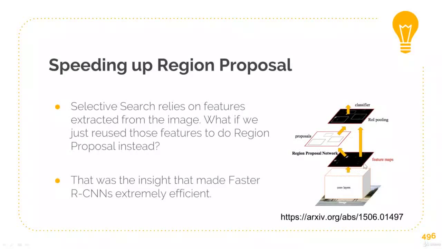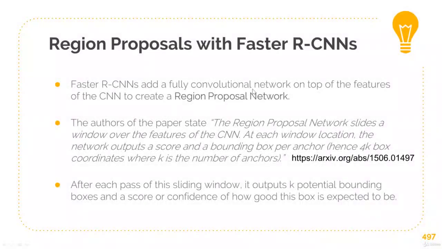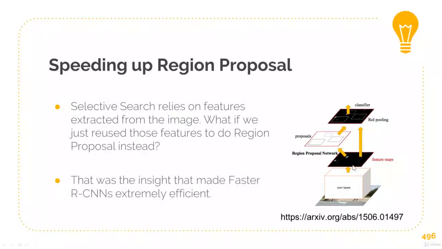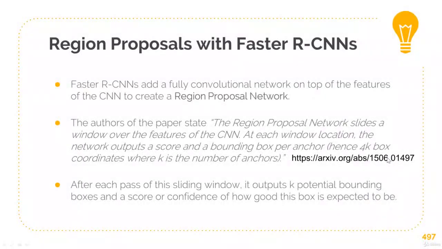So there's now a fully convolutional network on top of the features of the CNN. Let's think about that. We have a CNN that produces this here, and a fully convolutional network here that does this region proposal. The authors of the paper state the region proposal network slides a window over the features of the CNN. At each window location, the network outputs a score and a bounding box per anchor, hence 4k box coordinates, where k is the number of anchors. That is basically how it works.